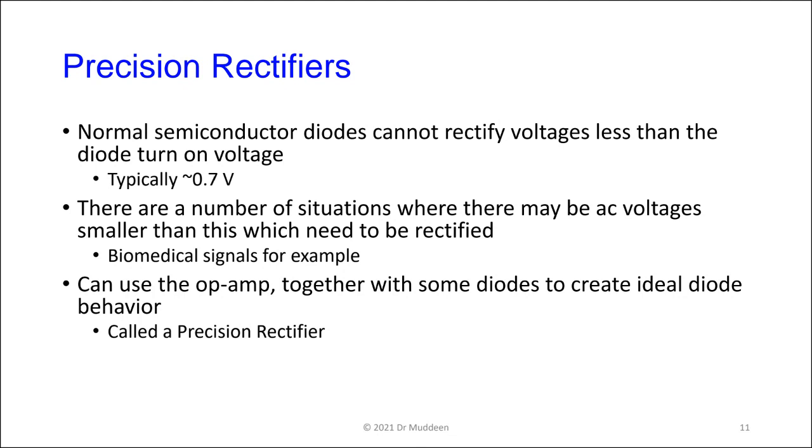But even in the context of some voltage levels, a 1 volt or 1.5 volt, 0.7 volts is 50% of that. So sometimes there's a requirement to rectify a very small voltage level. And to do that, we use, again, one of these operational amplifiers.